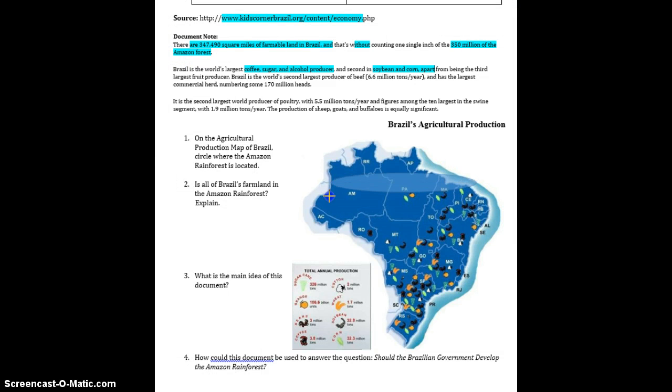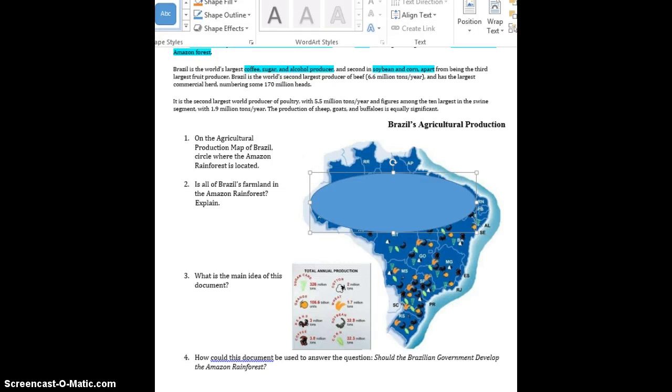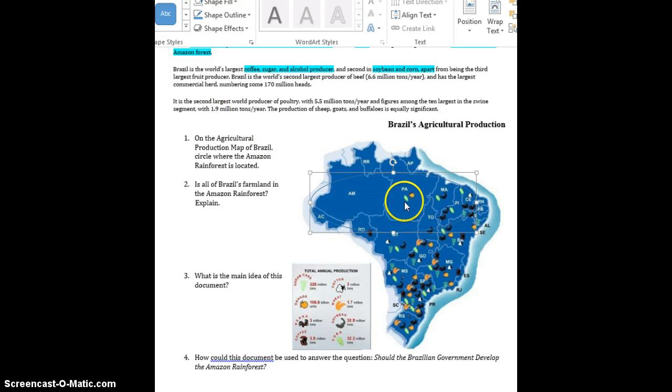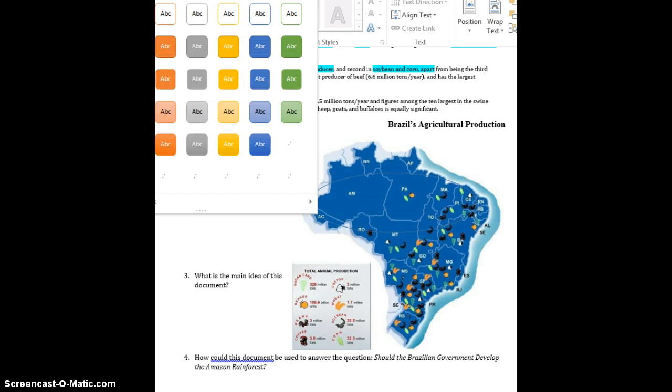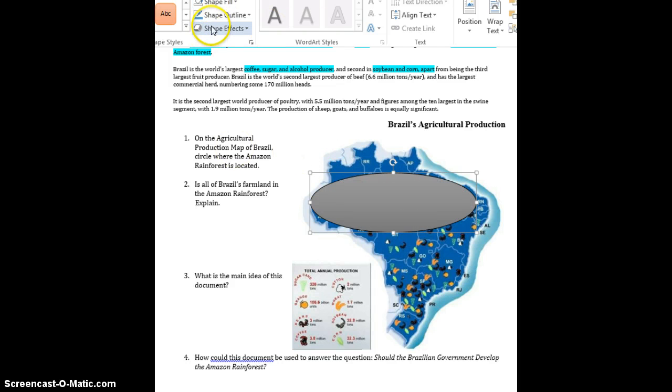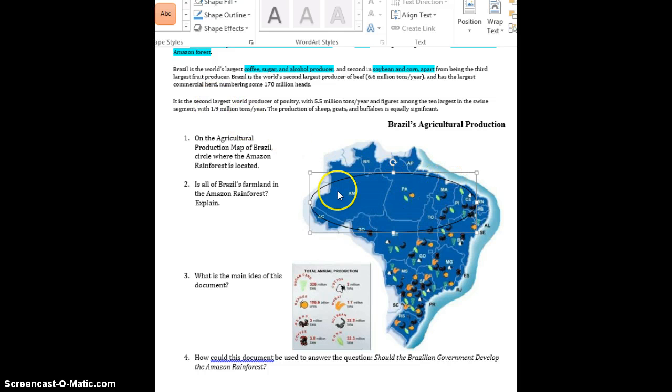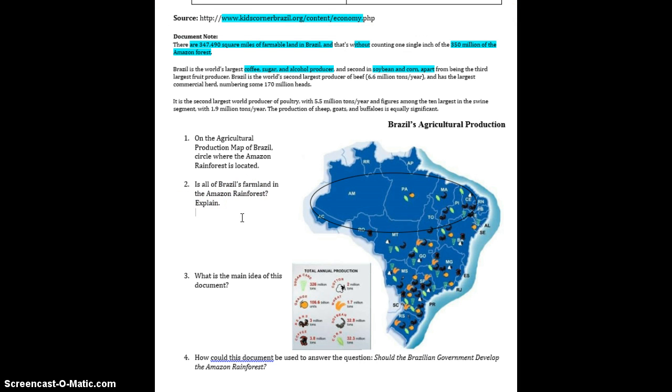We see that the Amazon rainforest is located into this area right here. Give me a minute while I just make that with a no fill. And now we should be able to see just the outline here for us. And then again, we have the shape fill that I have to deal with. So now we can see that the Amazon rainforest is located in this area right up in here. So let's look at number 2 then. Is all of Brazil's farmland in the Amazon rainforest? No. And we can see that right from up here.